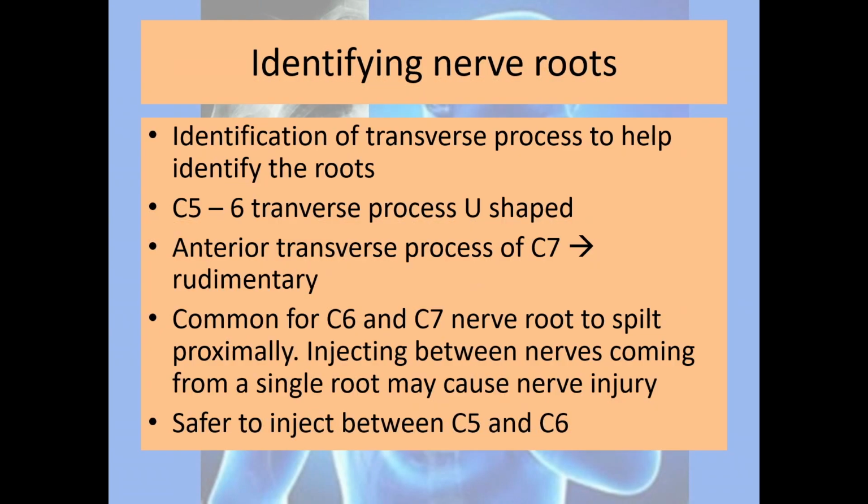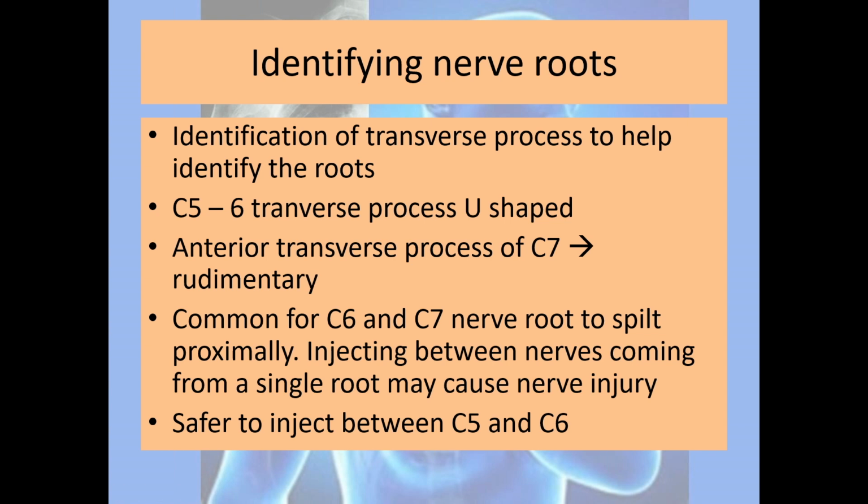So how do you identify which nerve root is which? Usually you can increase the depth and look at the transverse process to differentiate the C5 to C7 nerve roots. Usually the C5 and C6 transverse processes are U-shaped, whereas for the C7 transverse process, the anterior tubercle is not present. You are not able to visualize it. So this is how we differentiate the nerve roots.